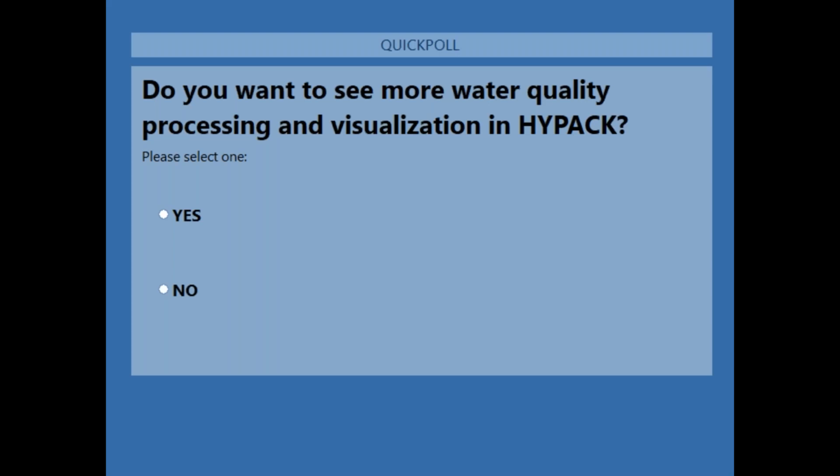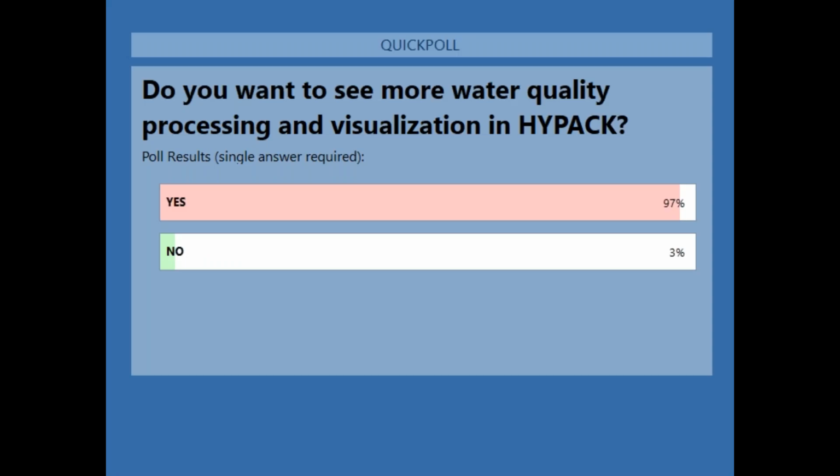That's kind of interesting, because we always ask the users, where should we go? What should we put in HYPACK? That's always a big discussion at the end of the year. What do we do next year? So we always like to ask our users, what do you want to see? So if many of you click now, yes, we might do water quality processing in HYPACK.